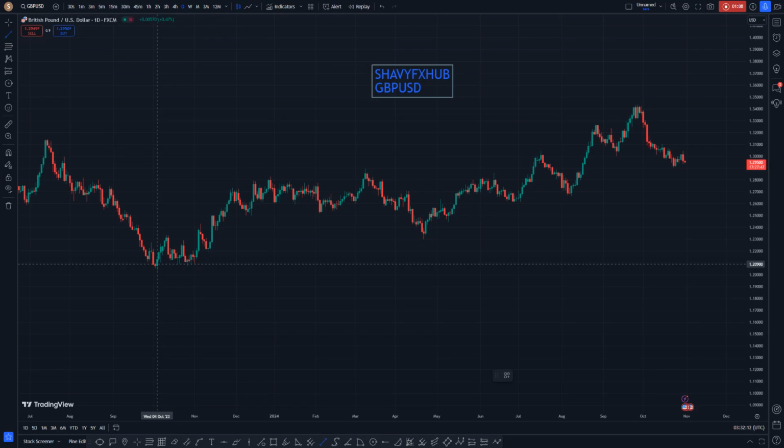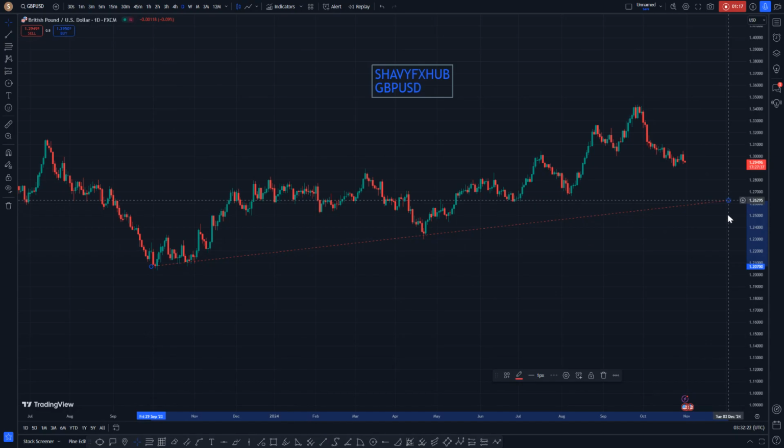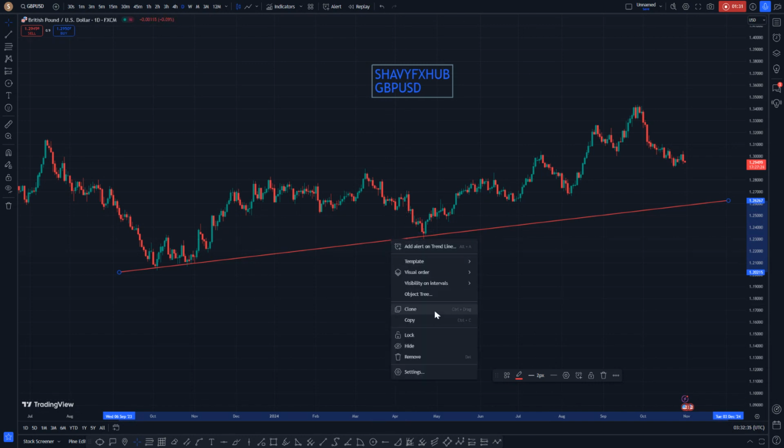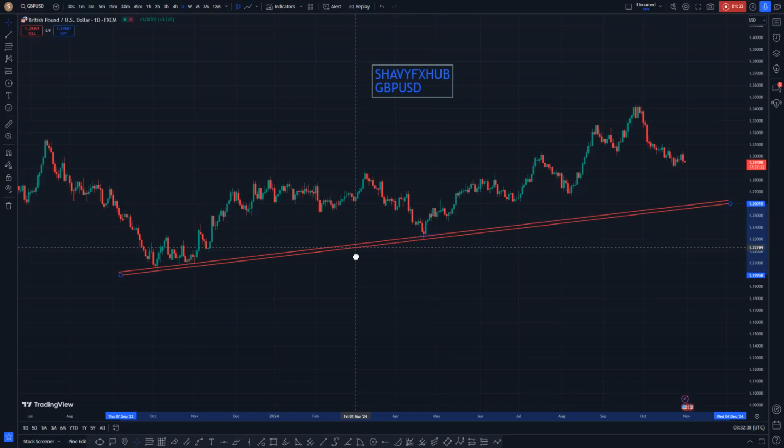But for now, let's look at the trend and see where GU is going from here. GU could return to this level for a buy on a daily time frame. This is a long-term trend line, so let's see if GU can return to this level.